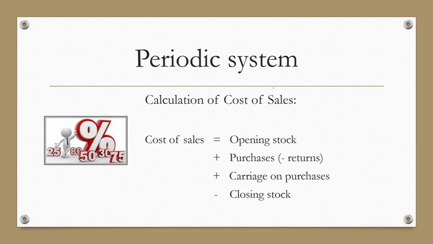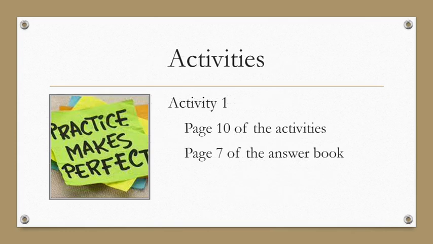So if we start with stock at the beginning, it makes sense, because we add everything that we purchased, we subtract what we returned, we add the carriage on purchases, and we subtract what is left. Where's the rest? We sold it. And all of this is shown at cost price. So then we can calculate the cost price of what we sold.